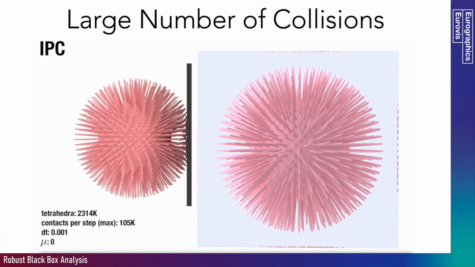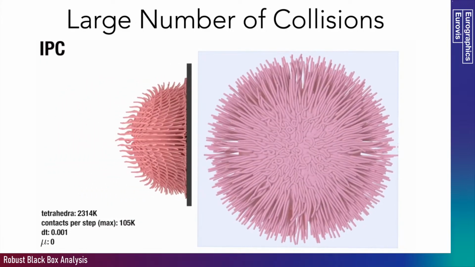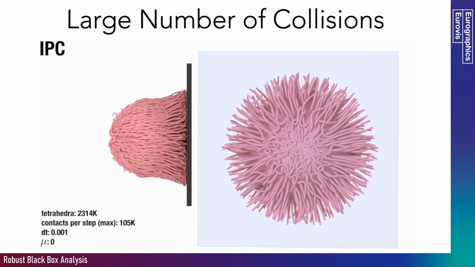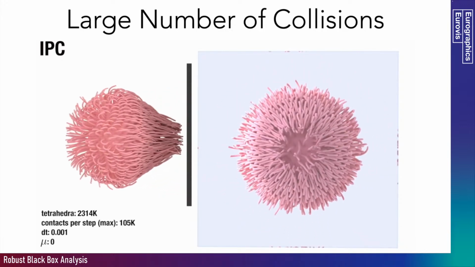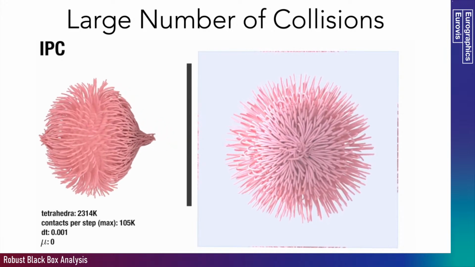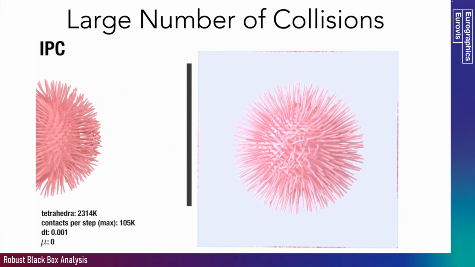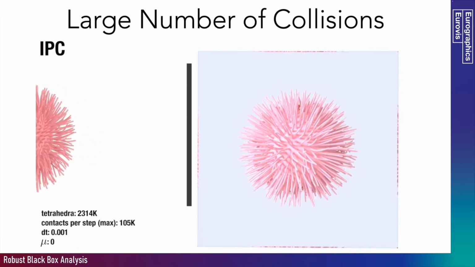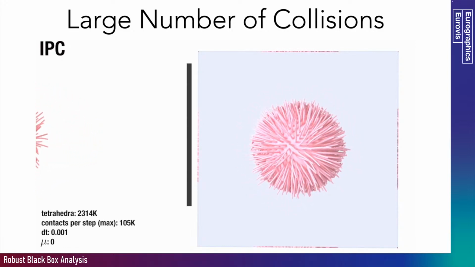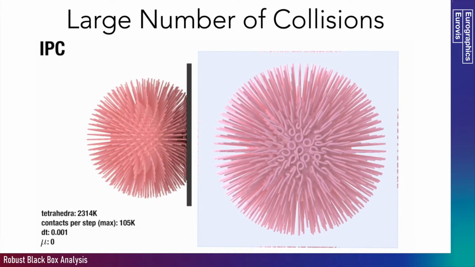Here we have something even more complicated. We have this hairy ball which is bouncing and colliding against a piece of glass, and the time step here is also pretty large, 10 to the minus 3, and at the maximum of this simulation we have something like 100,000 collisions happening. And you see the whole thing looks really natural and physical.